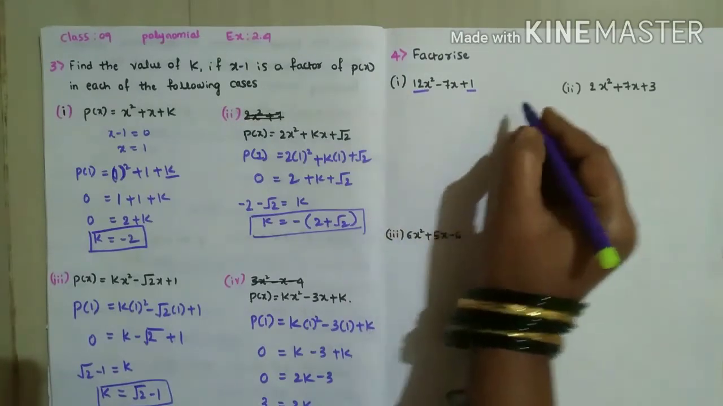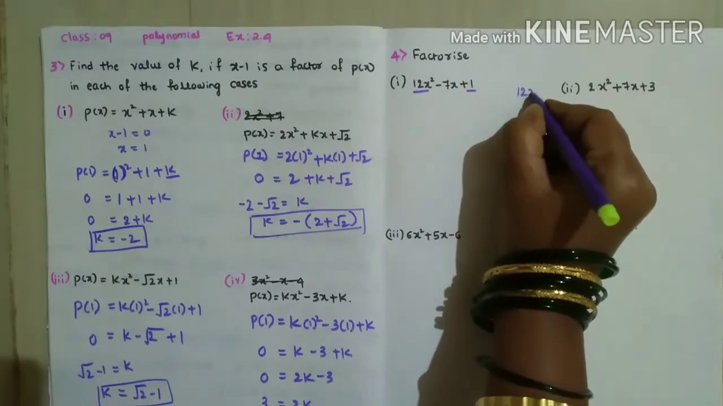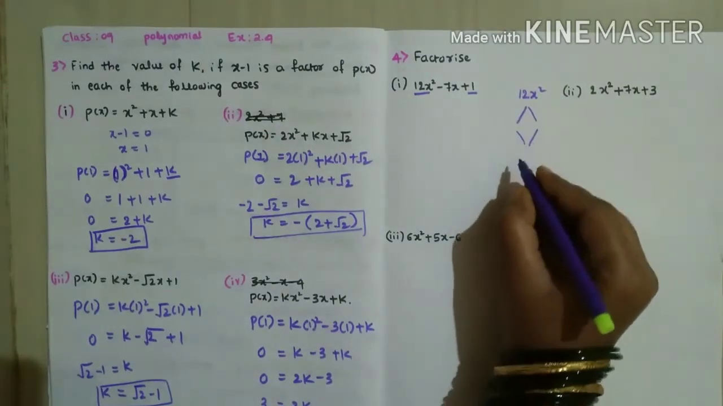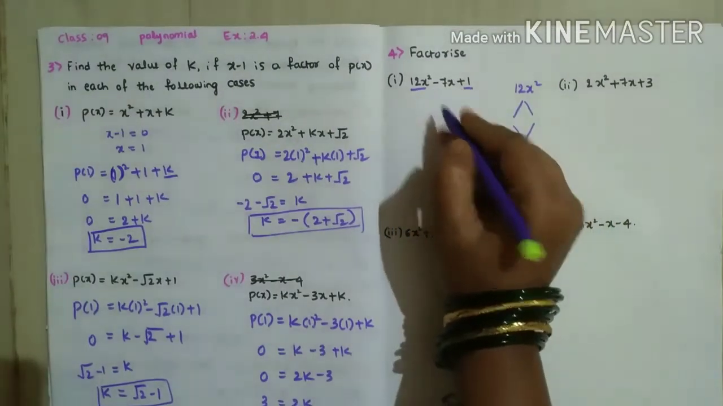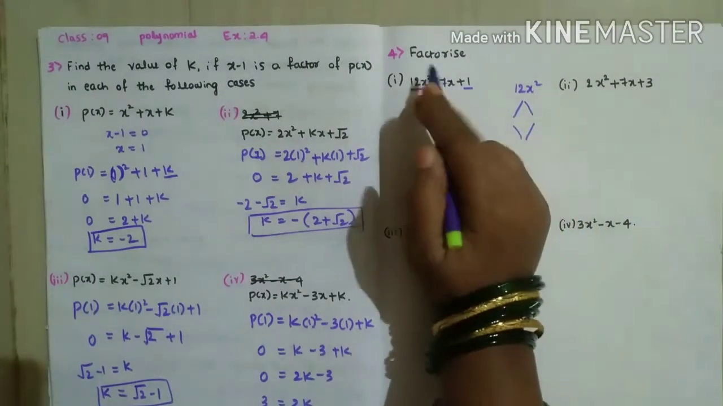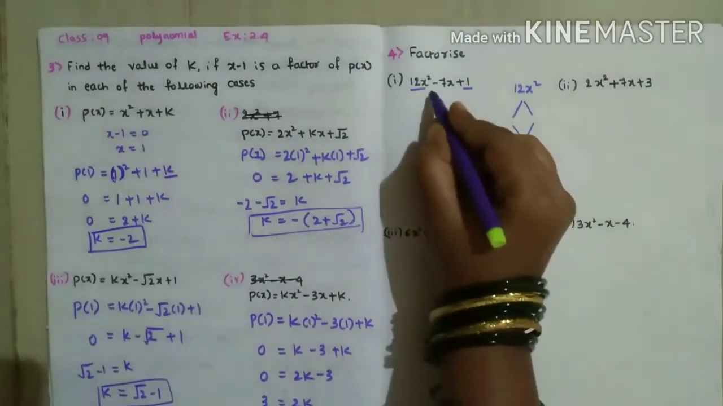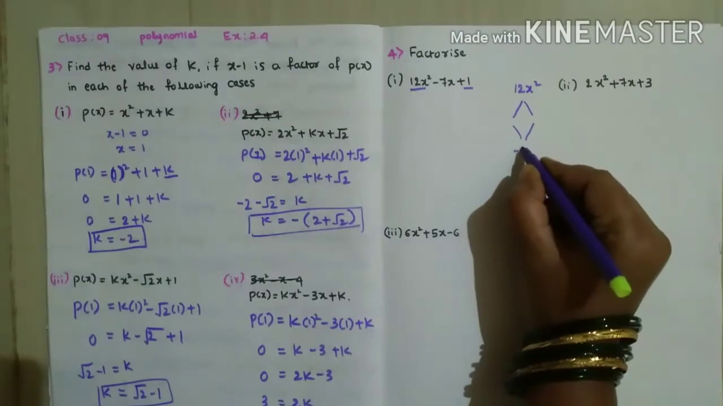12x square into 1 is 12x square. This is also called the tree method, or factorize by splitting the middle term method. If they give equations like this saying factorize, then the middle term as it is, with its sign, you should write down.